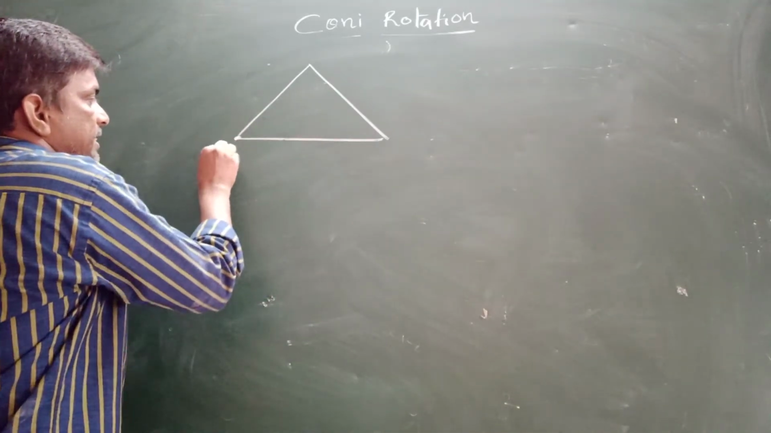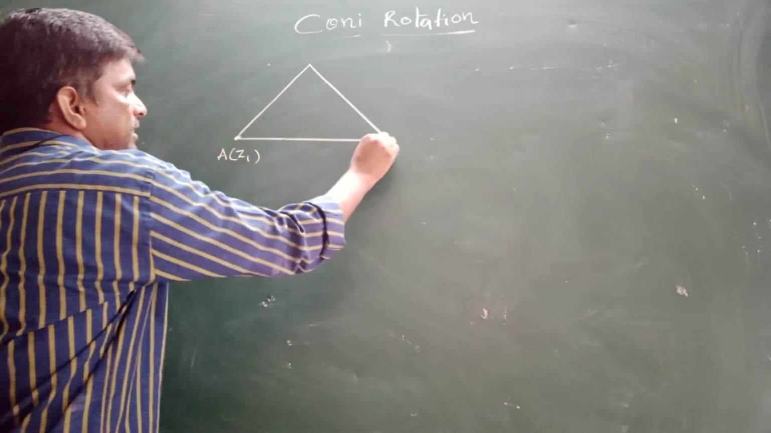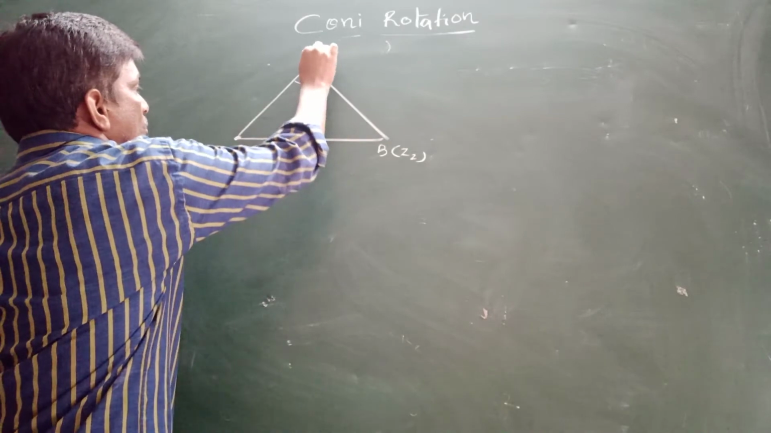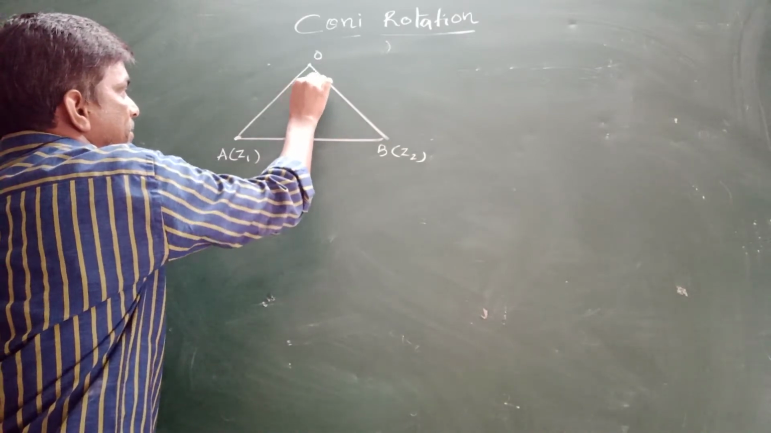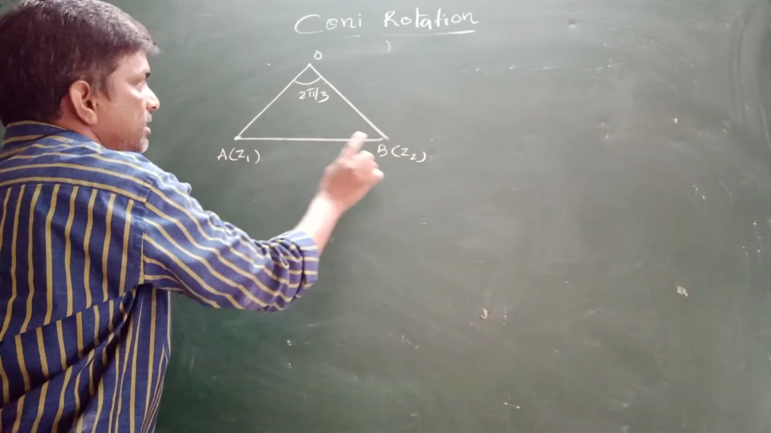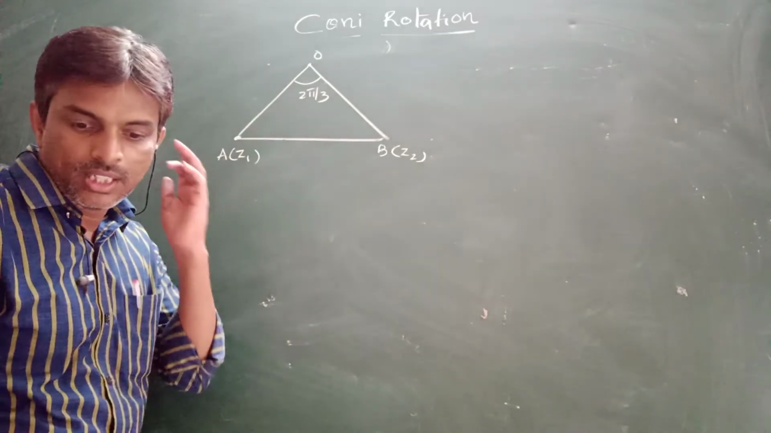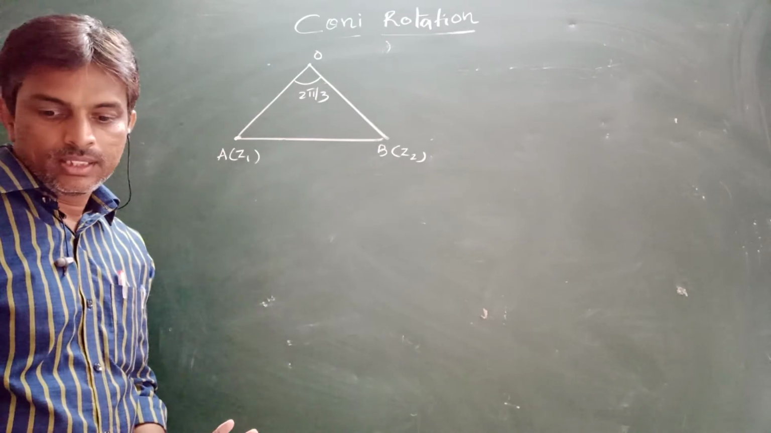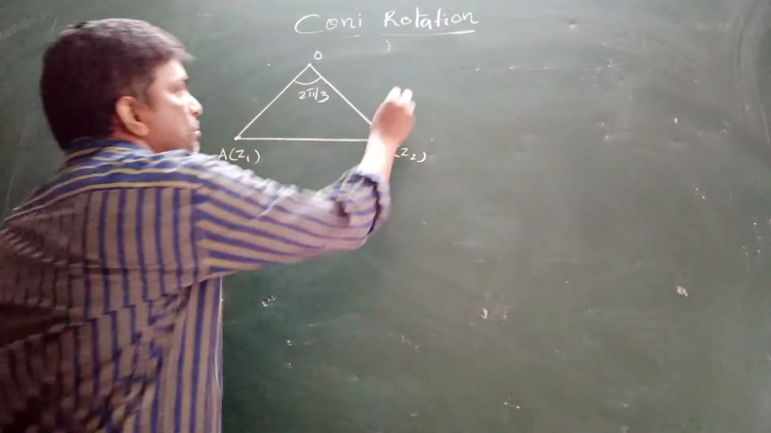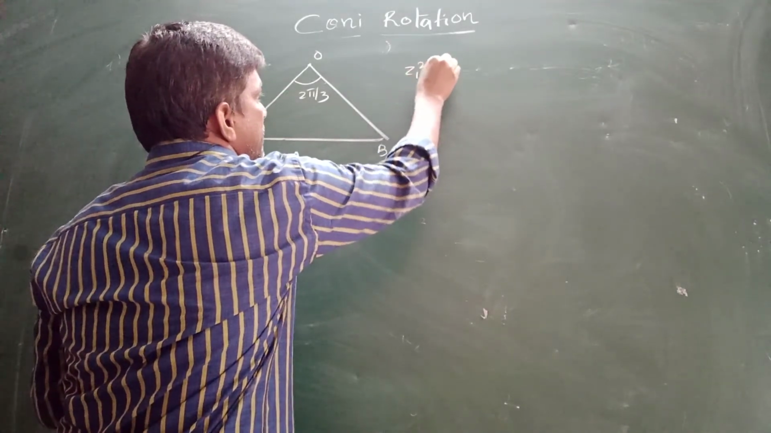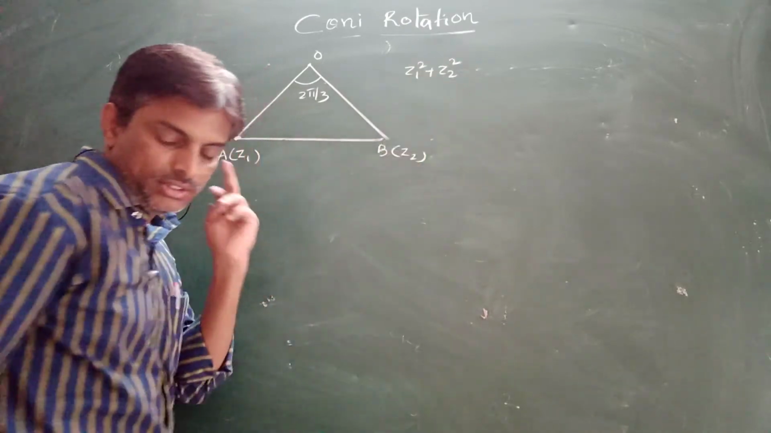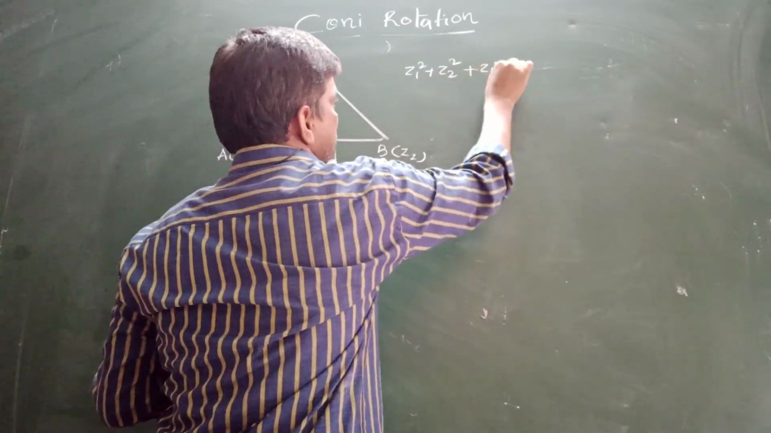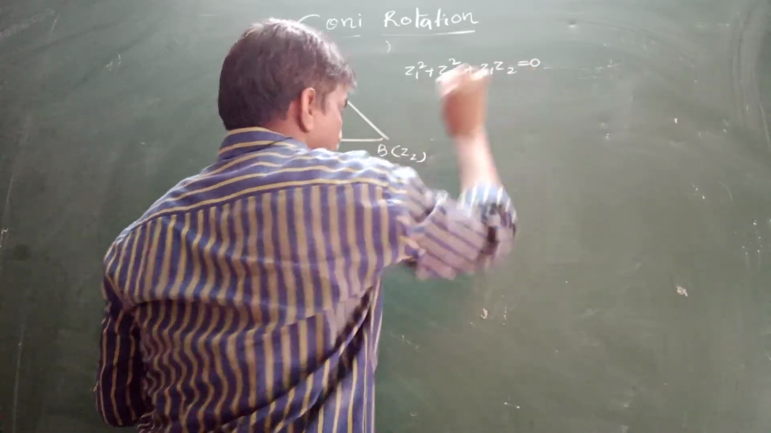So this is A, Z1, and this is B, Z2, and this is origin O. The vertical angle is 2 pi by 3. Z1 Z2 O forms an isosceles triangle with vertical angle 2 pi by 3. We were asked to prove Z1 square plus Z2 square plus Z1 Z2 is equal to 0. So we were asked to prove this particular result.